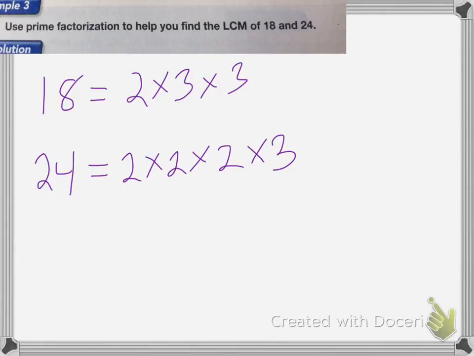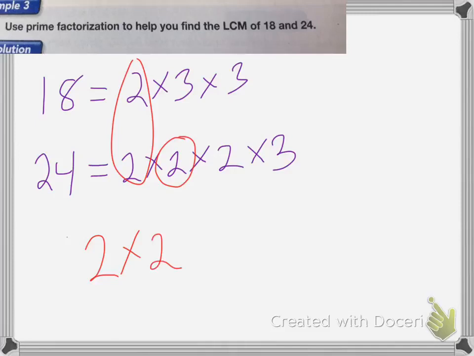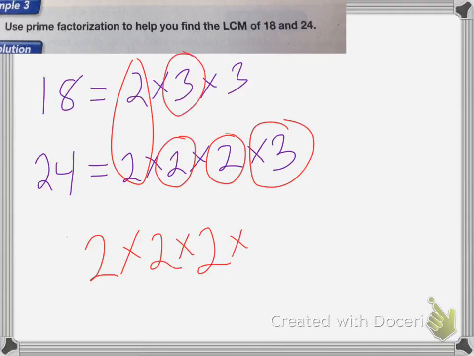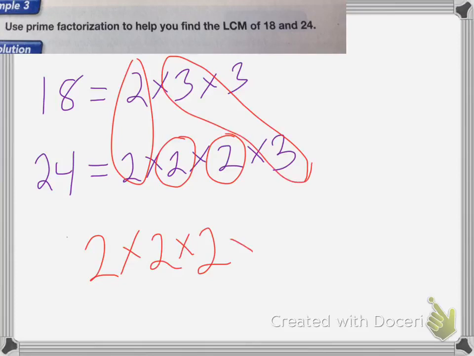So in this case, I have to have a 2. So we're going to have a 2. Okay. I have to have a second 2. I have to have a third 2. Okay. And then I have to have a 3. Okay, because those 3's are the same. I have to have a 3, and then I still have to have one more 3. So you notice I used every number, but if the number is the same on the top and the bottom, I only use it once.